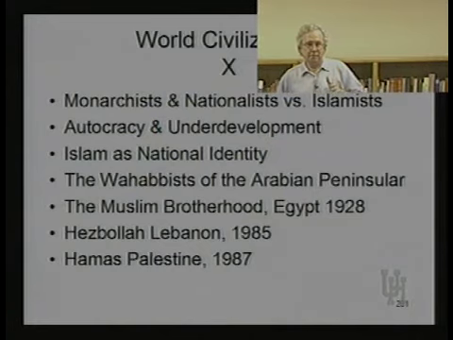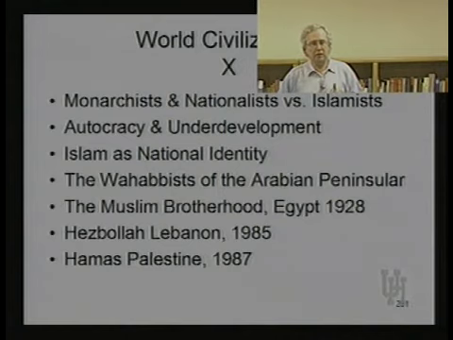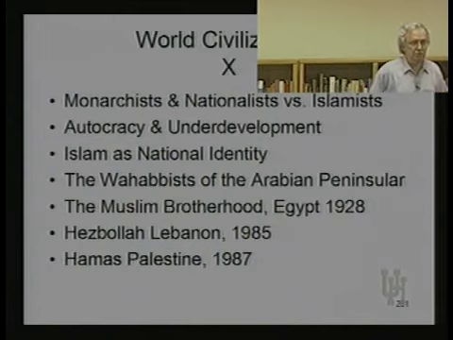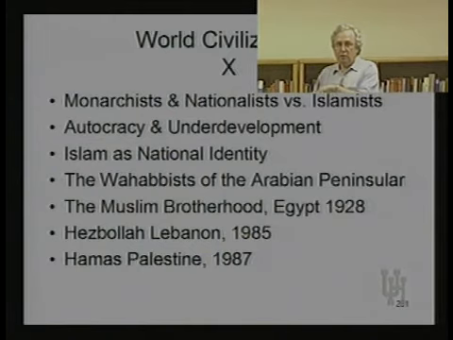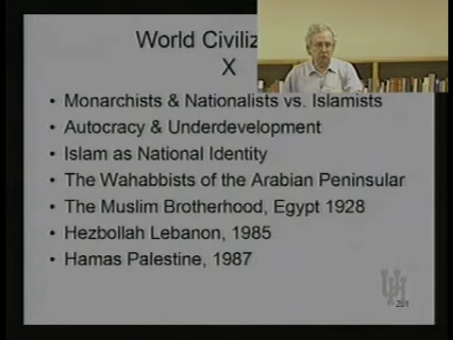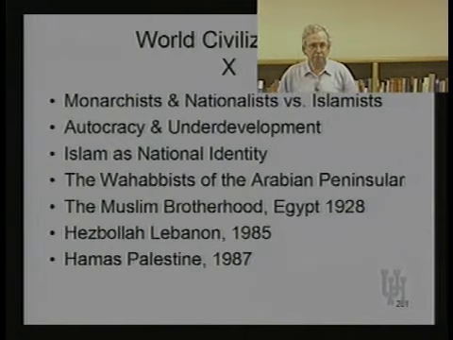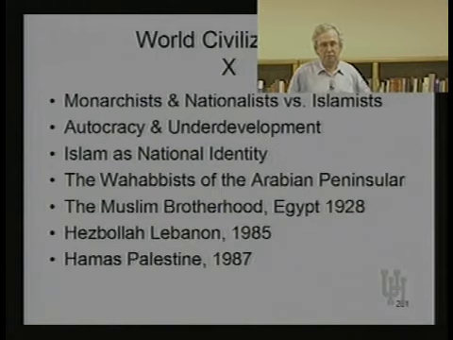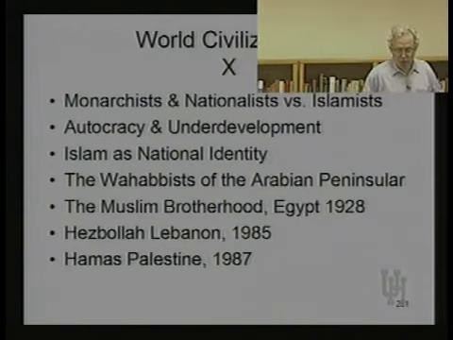But most people in these societies would see common traits in these two types of regimes. Almost inevitably, both the dynastic systems and the nationalist systems were autocracies. They were top-down regimes with little in the way of democratic participation. Whether you're talking Ba'athists, whether you're talking the Saudi princes, these are top-down regimes, autocratic regimes.